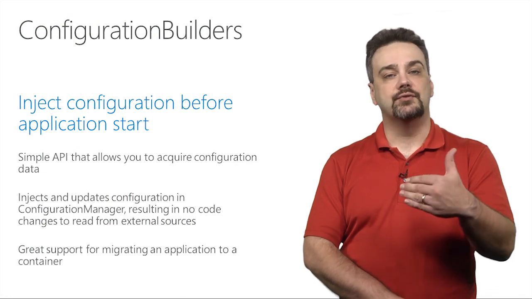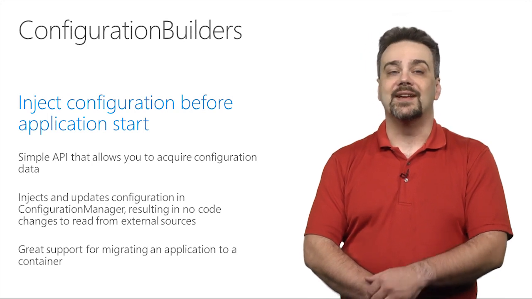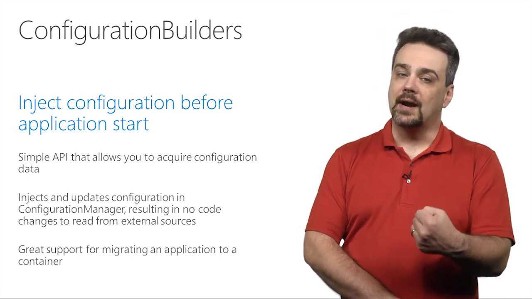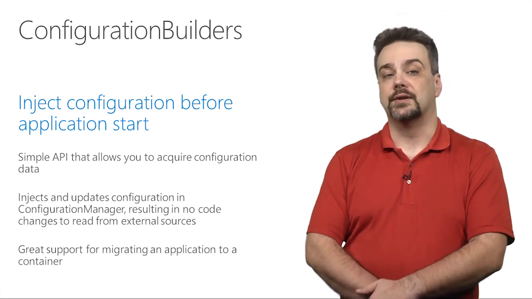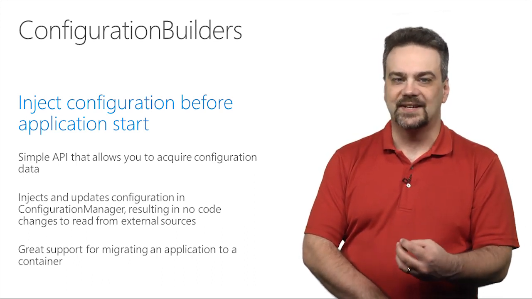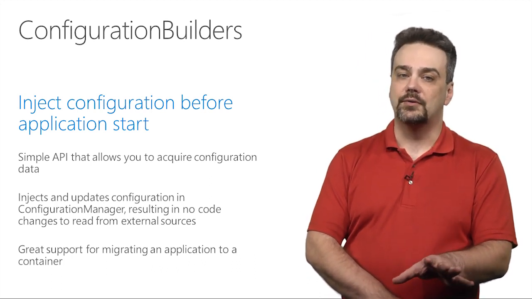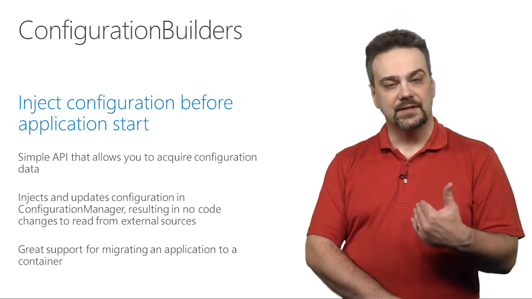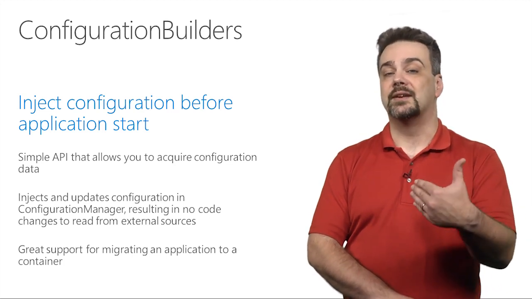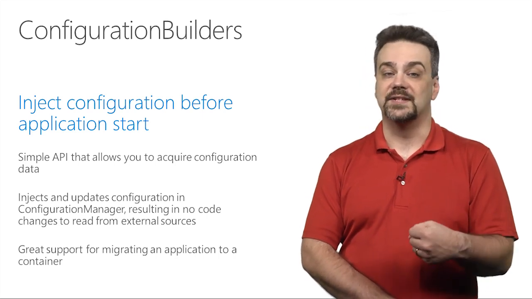This is a feature that allows you to inject configuration into your application before it starts. We have a simple abstract API that you can use to write capabilities and acquire features and configuration from a third-party source. So we inject and update your configuration that you would normally access using the Configuration Manager class, meaning that you don't have to change any other code in your application in order to read and consume that configuration from an external source. This means that you can write a configuration builder in order to consume configuration inside of a container that's being orchestrated.